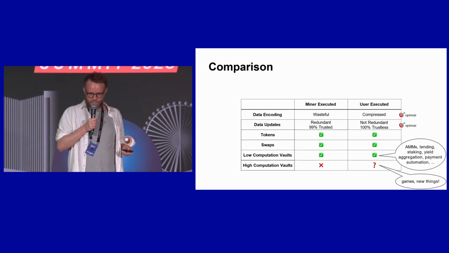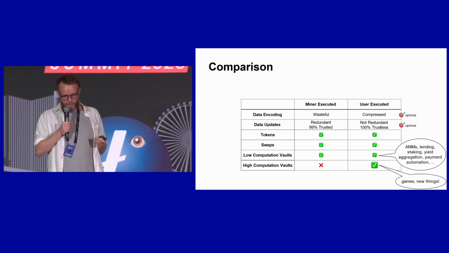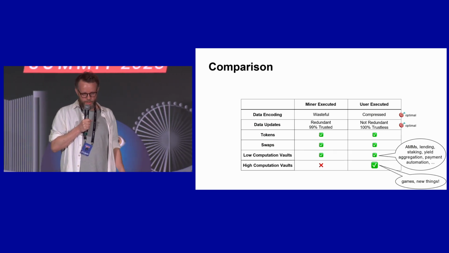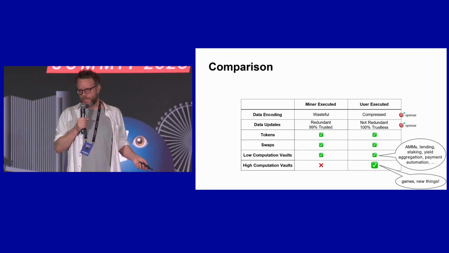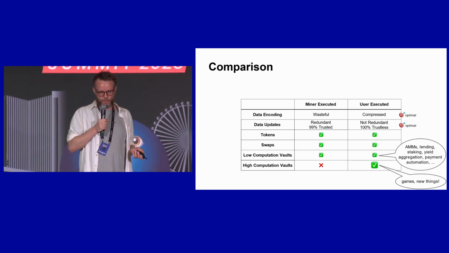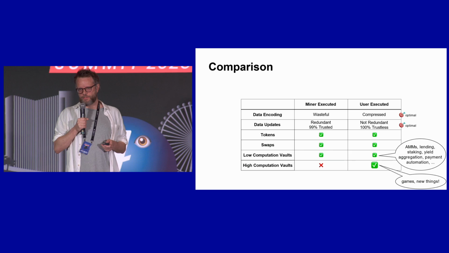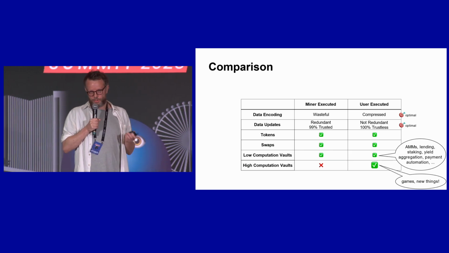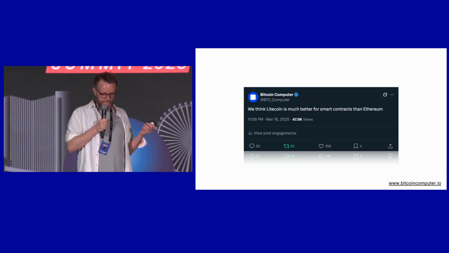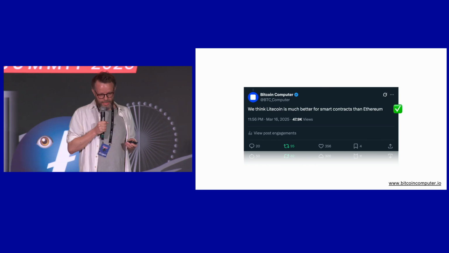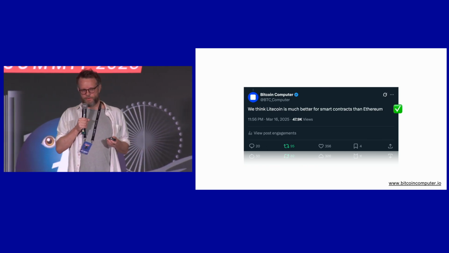So now we can check all these marks, which is, in my opinion, actually quite a big deal, because now we can do, for the first time, as far as I know, in blockchain, these high computation vaults at a very, very low cost, right? So I think that's great news, and this is only possible on the UTXO model, right? So that is why we think that Litecoin is much better for smart contracts than Ethereum, okay?